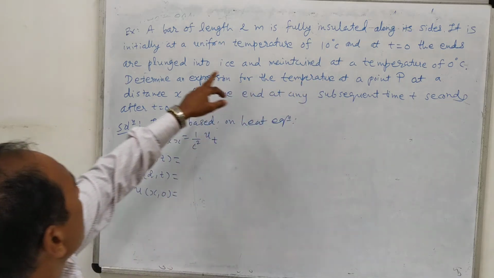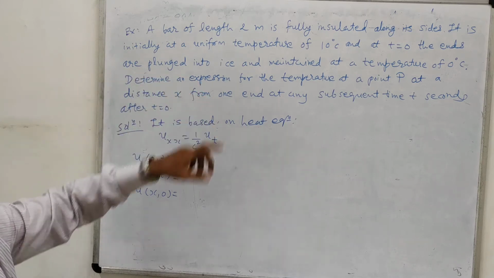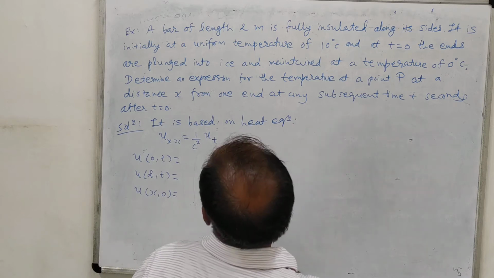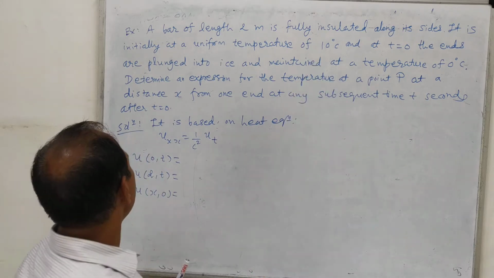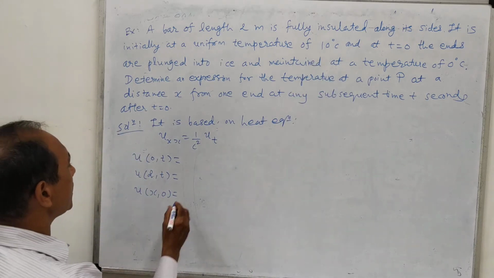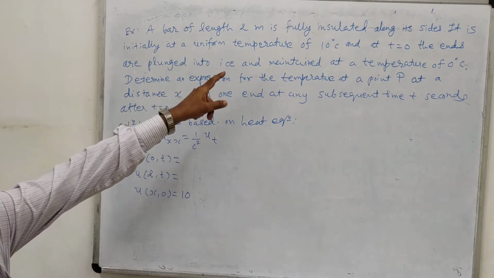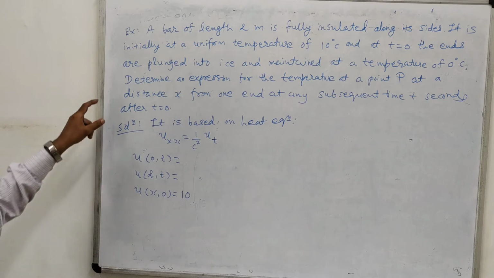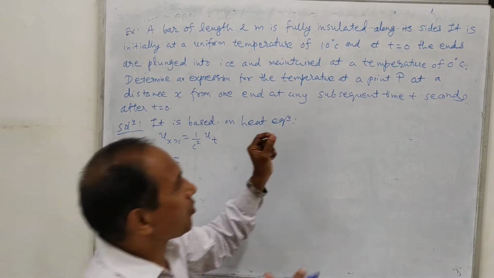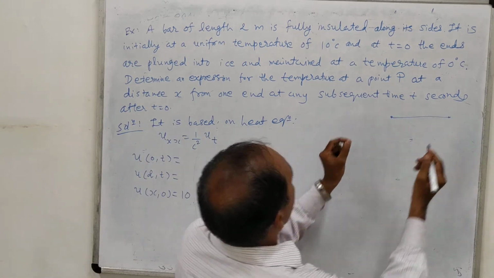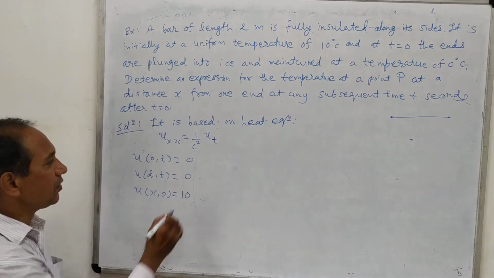The rod is insulated along its sides. It is initially at a uniform temperature of 10 degrees Celsius, and at t equals 0 the ends are plunged into ice and maintained at 0 degrees Celsius. So initially, at t equals 0, the temperature is 10 degrees, as you can see, and the rod is fully insulated along its sides. That means at these 2 end points the temperature is always 0.